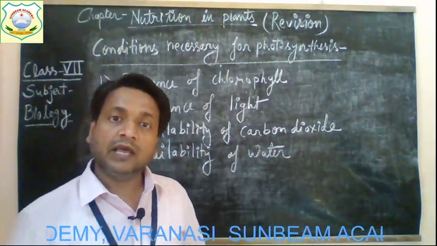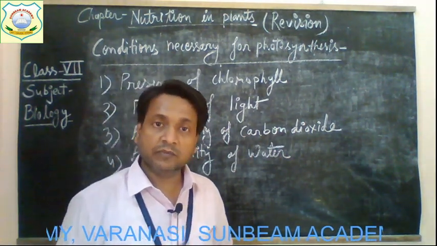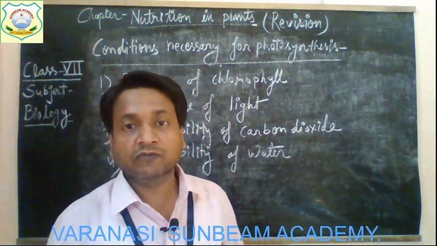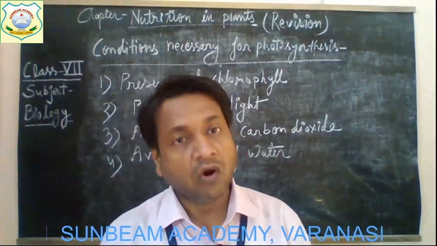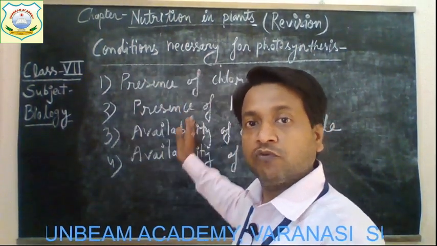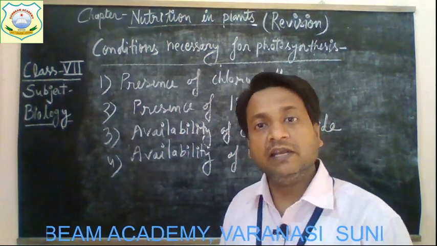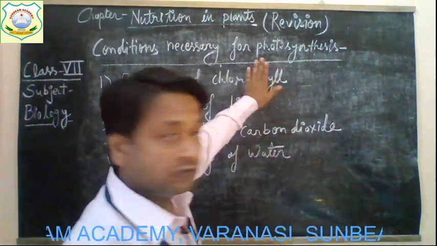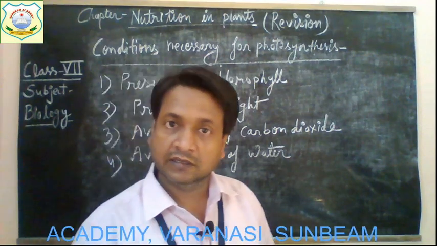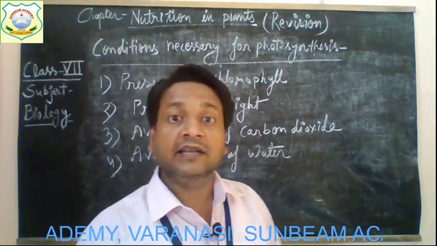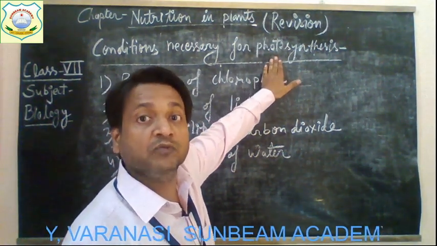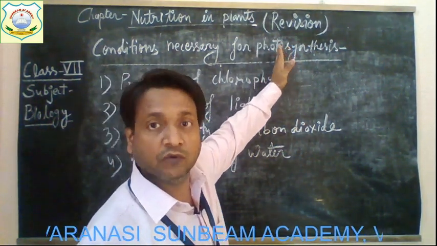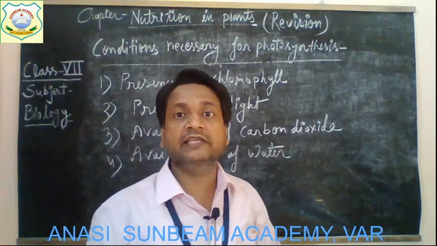If the water is available and present in the body of the plant, the process of photosynthesis will take place. So, all right, children, these are the four different conditions which are necessary for the process of photosynthesis. Get it? And this is why photosynthesis is made up of two words. The first word is photo and the second word is synthesis.